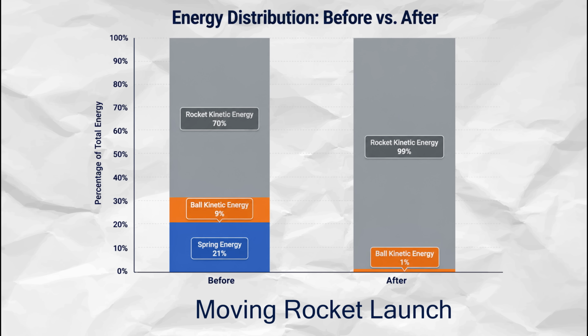But now let's look at the same bar graph, but for when the rocket was moving. You can see that before it launched, we have the energy of the moving rocket in gray here, but we have stored energy in the kinetic energy of the ball and stored energy in the spring. Then after the launch, you can see that we gained all the energy from the spring and also almost all of the kinetic energy of the ball. So we had a 30% increase in kinetic energy of the rocket when it was moving compared to only 10% increase when it was still.